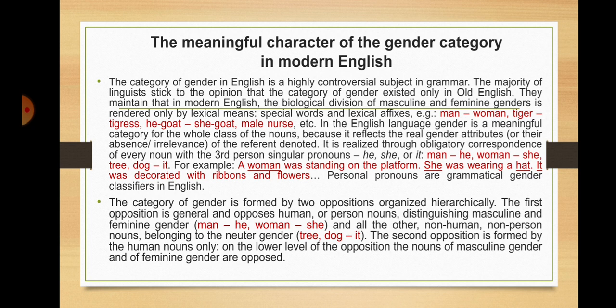The category of gender is formed by two oppositions organized hierarchically. The first opposition is general and opposes human or person nouns, distinguishing masculine and feminine gender, and all the other non-human, non-person nouns belonging to the neuter gender. The second opposition is formed by the human nouns only. On the lower level of the opposition, the nouns of masculine gender and the feminine gender are opposed.